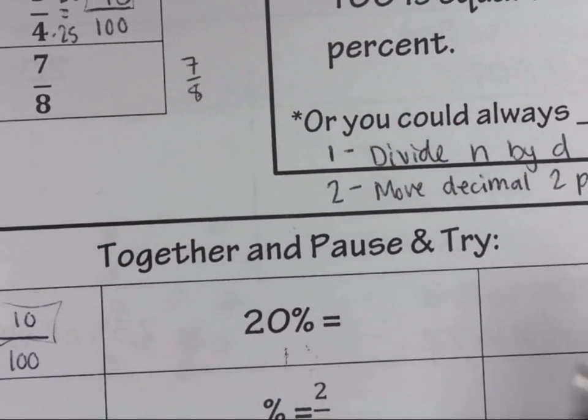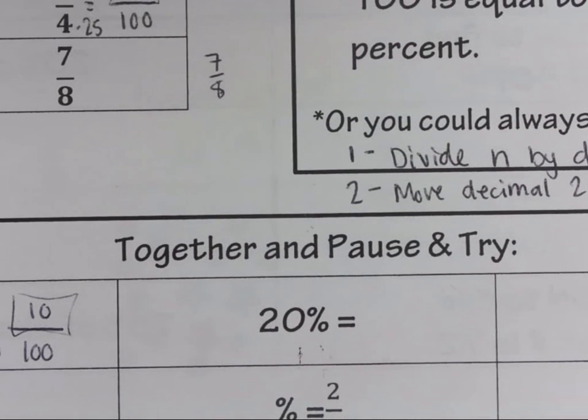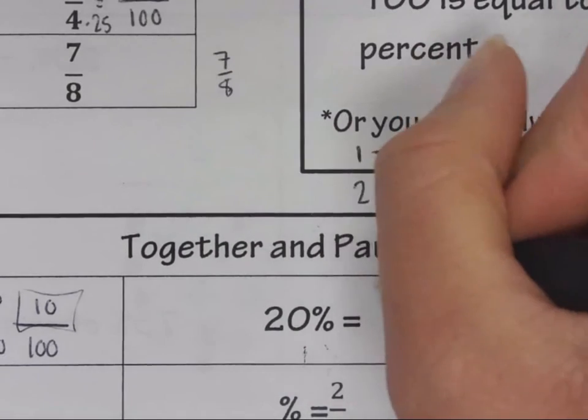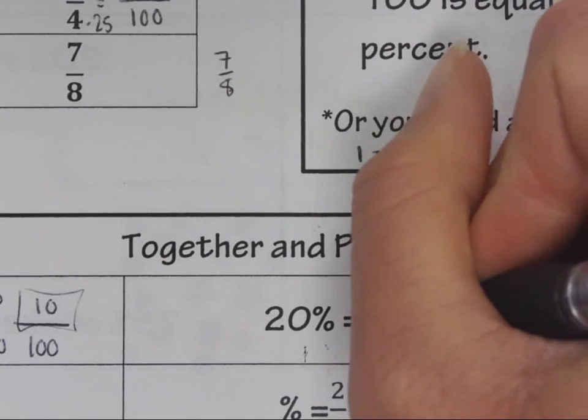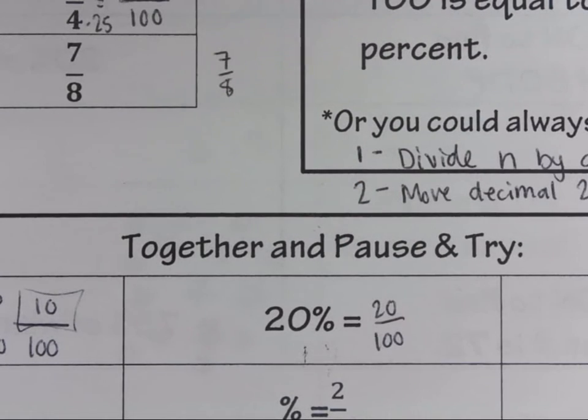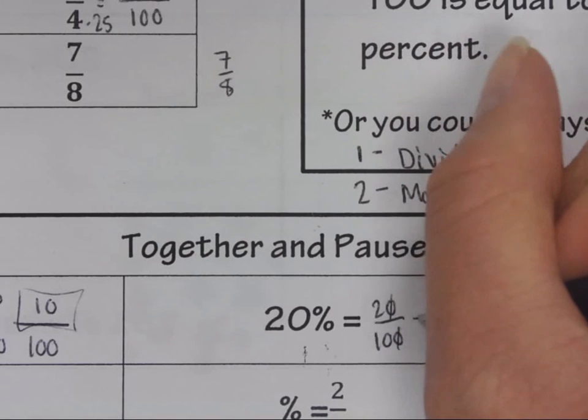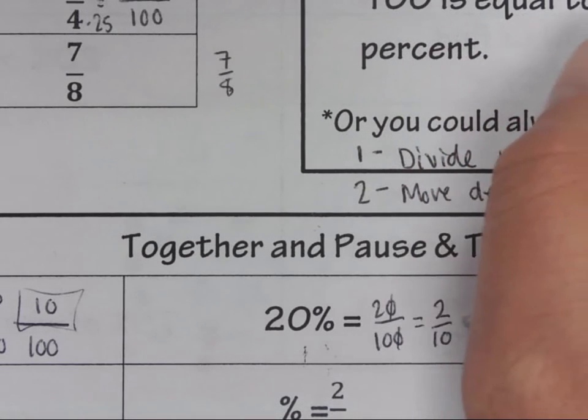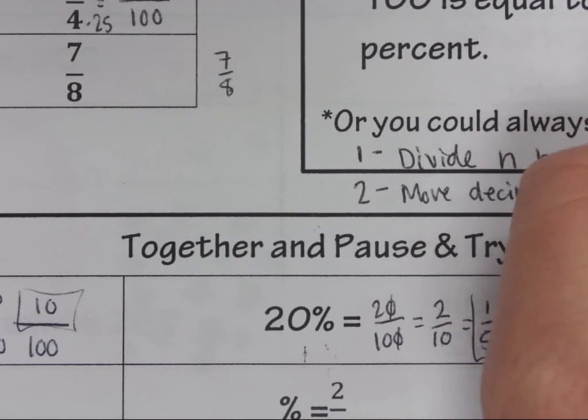Okay, let's go from the percent to a fraction this time. 20% is going to be the same as 20 over 100. I can see that these both divide by 10 to give me 2 over 10. And I can see those are both even. When I divide by 2, I'm going to get 1 over 5.